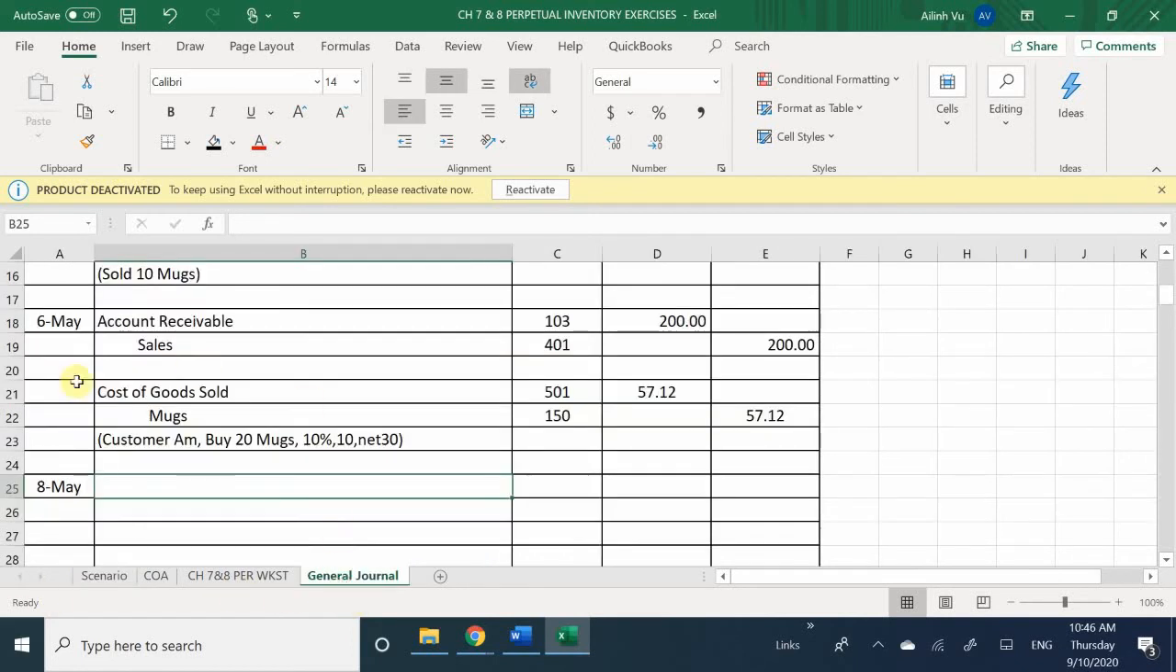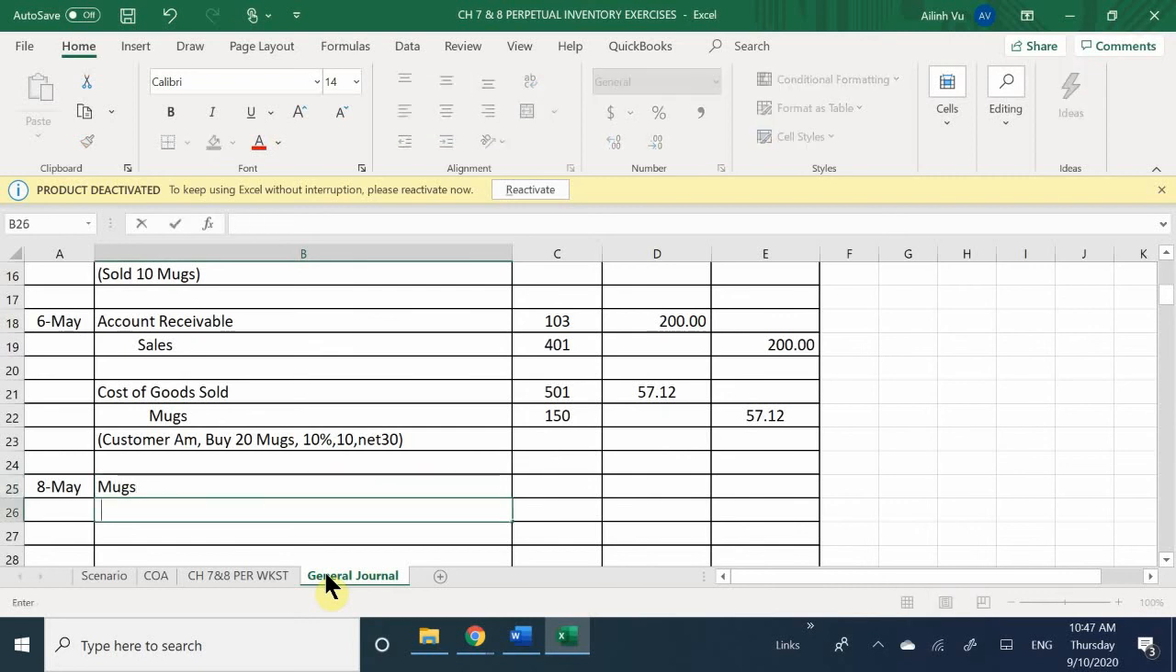Okay, all right. But what am I going to be journalizing first? Because if we know that accounts payable is going to be a liability, we owe them money. We're not paying them yet. What am I going to debit? Mugs, correct. We've got to place it into our inventory.